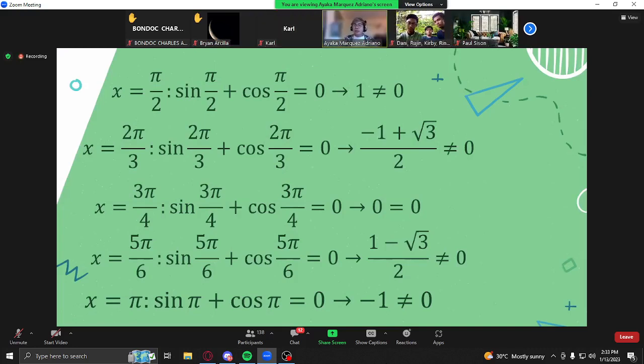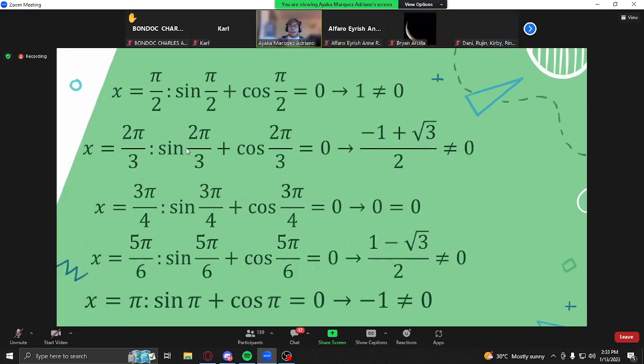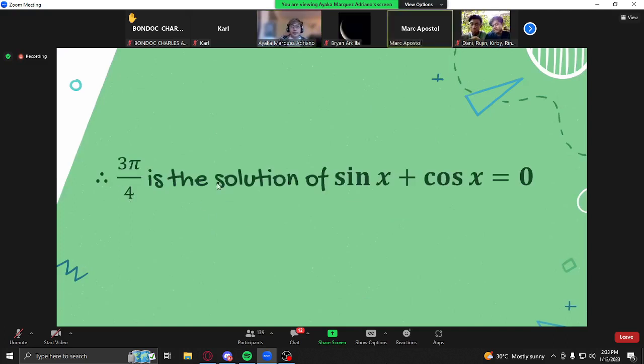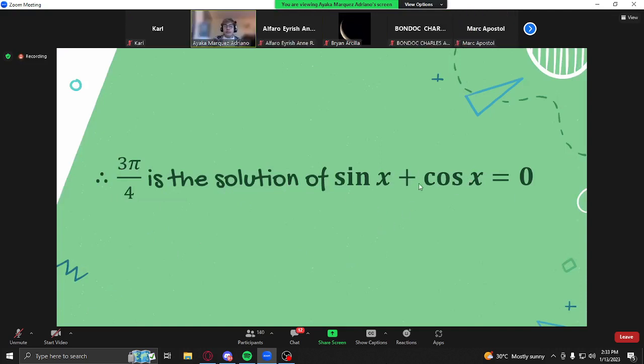Pero parang sa periodical, wala namang degree measure. So, kailangan talaga more familiar kayo sa ating radian measure. Hindi talaga magbibigay ng degree, kasi familiarity of the radian measure is yun yung mas ginagamit. So, ito yung ating solution. Ang tawag natin sa 3 pi over 4 is the solution to the given trigonometric equation sin x plus cosine x is equal to 0.